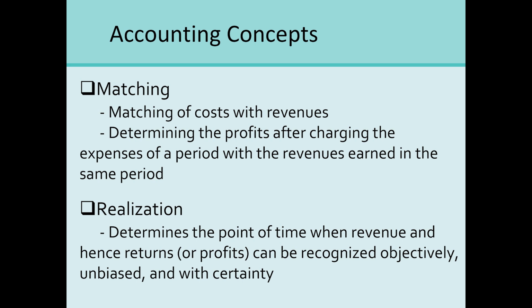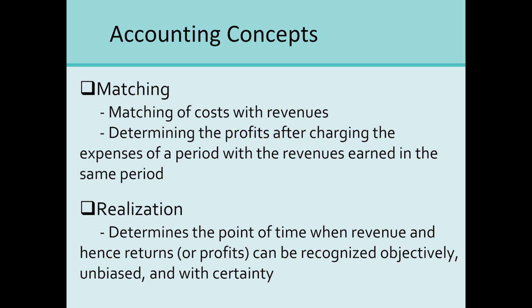So we matched, to arrive at profit, we matched the costs of that period with the revenues of that period, right? And then we said in this period revenues were 3,000, in this period costs were 1,000, so the profit for the period is 2,000. Are we all clear? That's what we said.